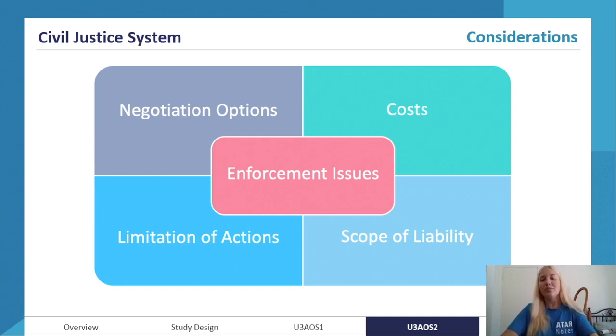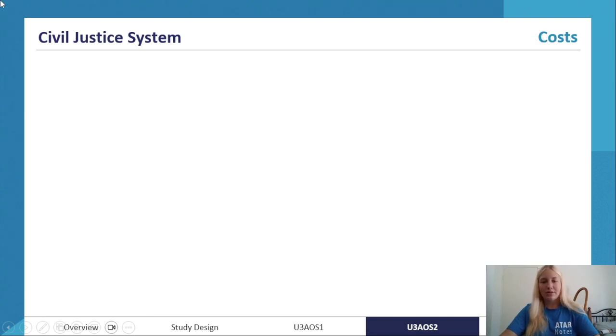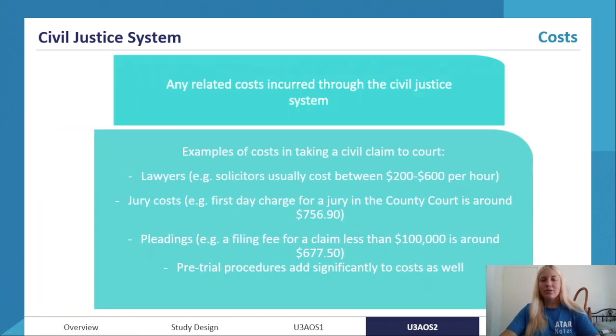The ones that have been removed are negotiation options and scope of liability. So the ones you currently need to know are the limitation of actions, enforcement issues, and costs. So I have removed the information about these other two from the slides. This is more like if you want to read up on it if you're interested, but we will only look at limitation of actions, enforcement issues, and costs. So we'll start with costs.